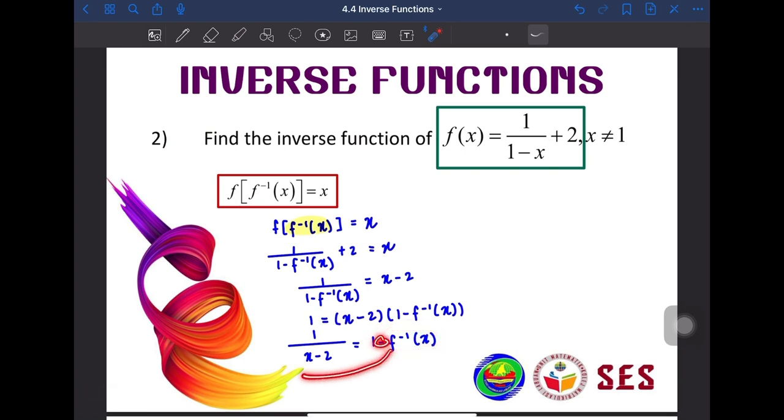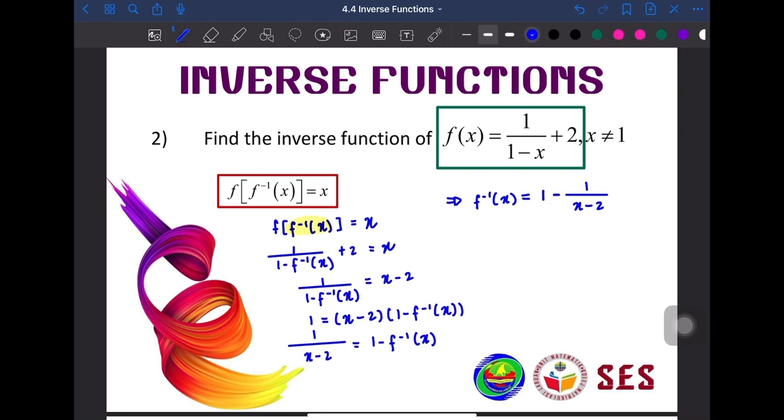So saya bawa sana jadi positif. Yang ni saya bawa sana jadi negatif. So dia akan jadi f inverse x. Okay, kita susun-susun je macam biasa. Yang ni saya bawa kiri jadi positif. And then we have 1 tolak. Tolak apa? Tolak yang ni. Sebab yang ni saya bawa pindah kanan pula. 1/x tolak 2. So this is our inverse function.